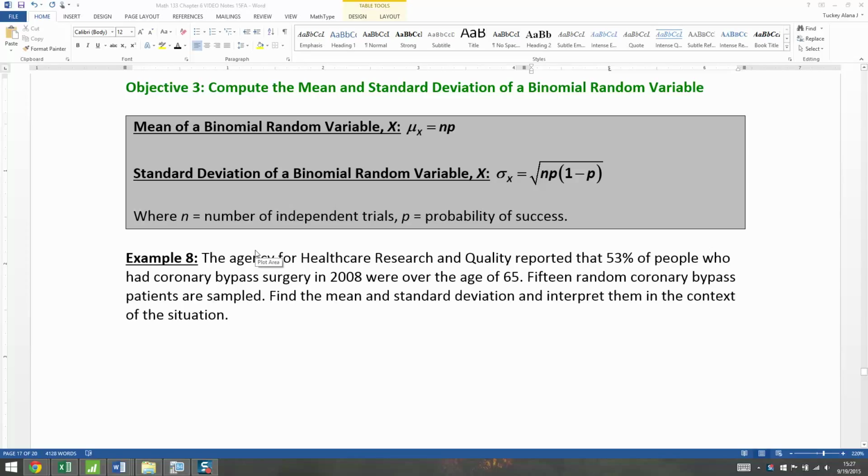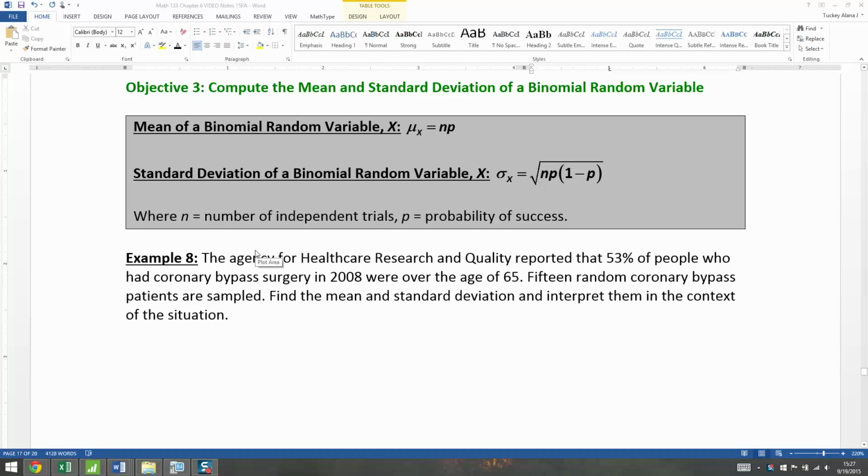So now that we know all about binomial random variables and how to find their probabilities and create tables and all of that good stuff, we have a few more highlights to hit. First thing we want to learn how to do is find the mean and the standard deviation of the binomial random variable. And this is actually going to be extremely easy.